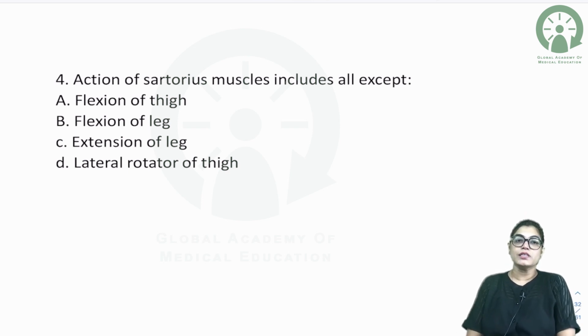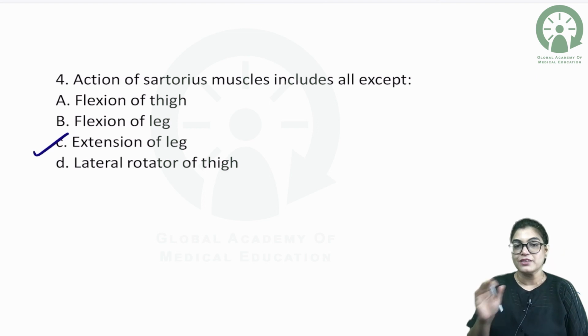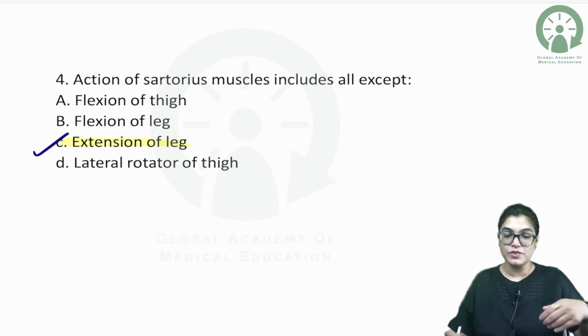So, action of sartorius muscle is all except. If I talk about the action of sartorius muscle, it is causing flexion, abduction and lateral rotation of hip and also the flexion of the knee. So, here the odd man out is extension of leg, which is not the correct answer. Extension of leg is not a function of sartorius muscle. All of you please note down the action of sartorius muscle.